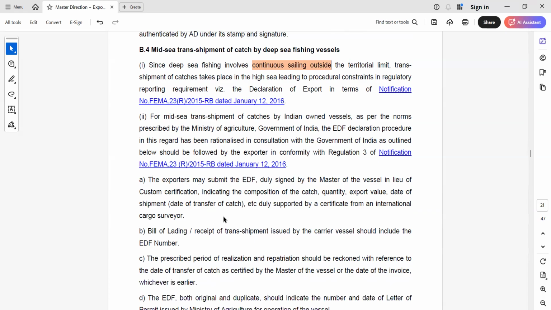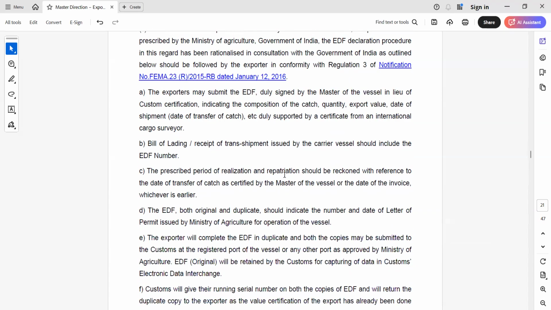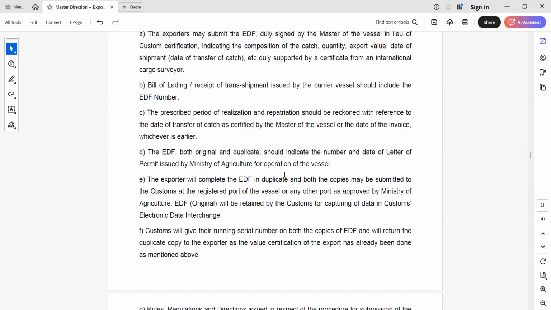So here the shipping bill will not be there, but the ADF will be there, signed by the master of the vessel, indicating the composition of the catch, quantity, export value, date of shipment, etc., duly supported by a certificate from an international cargo surveyor. The bill of lading or receipt of transshipment issued by the carrier vessel should include the ADF number. So all this is the procedure, how it will be done.